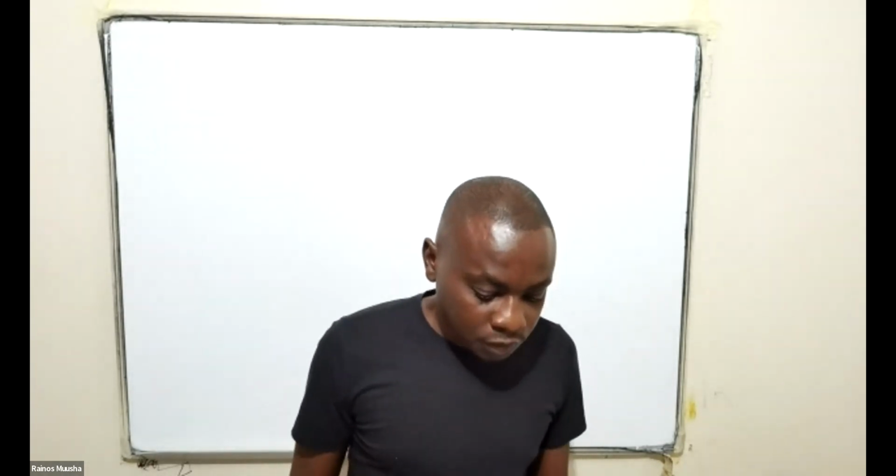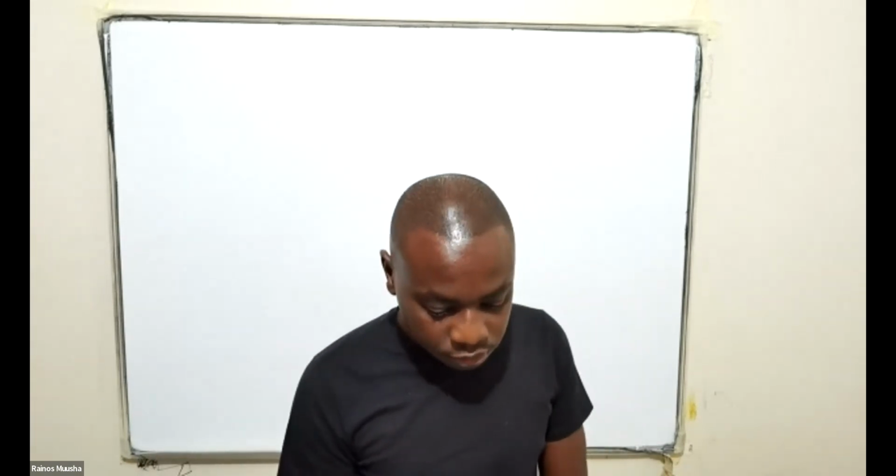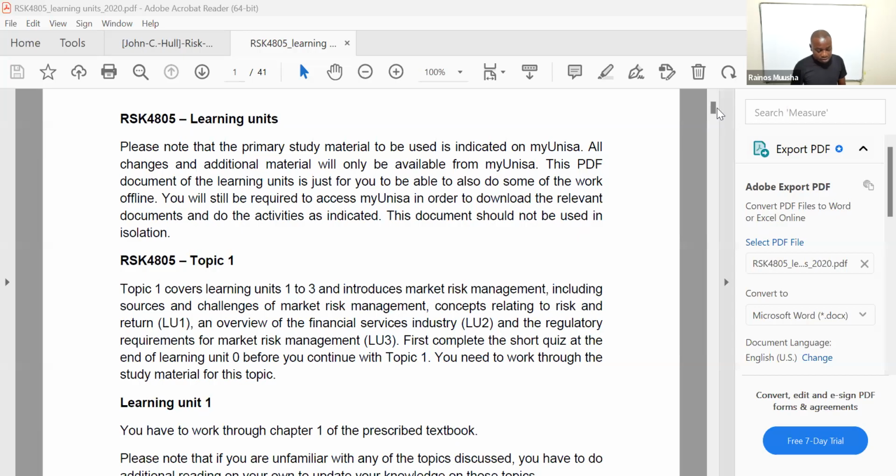Now, looking at what we're expecting to cover in the textbook, remember I said that there are 3 topics, and from those 3 topics, we're going to be looking at 9 study units. From those 9 study units, there are different chapters that we're expected to cover for each study unit. Topic 1 is basically the introduction to market risk, and there are basic chapters you're expected to know from that introduction.